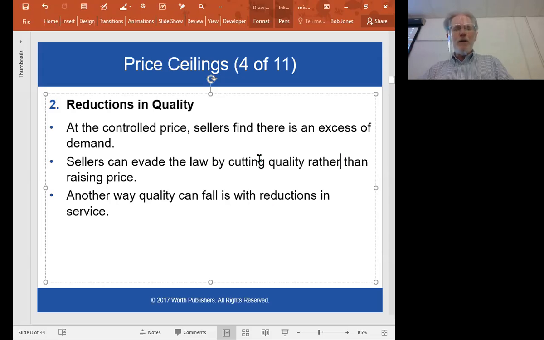Reductions in quality. We'll talk more about rent control later, but that's a huge example of how quality goes down. When I was in graduate school, I lived in Santa Monica, California, which had rent control. It was very hard to find an apartment, and the quality definitely went down.